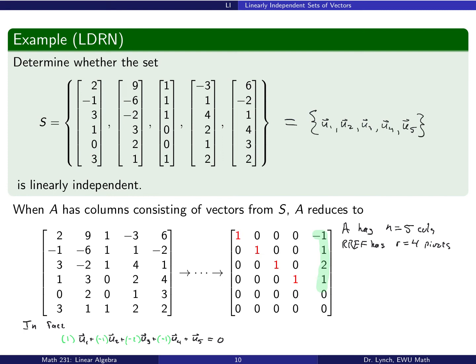Okay, so there is an example of a non-trivial relation of dependence. I'll just suggest that you verify that, but that's exactly what it means to be linearly dependent.